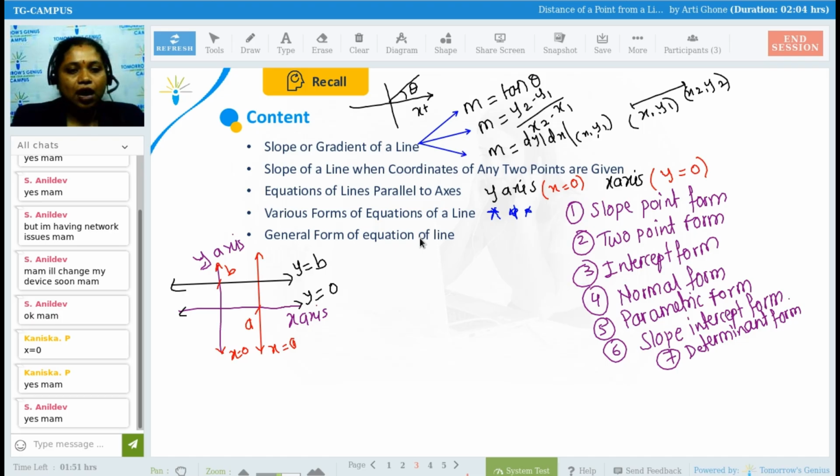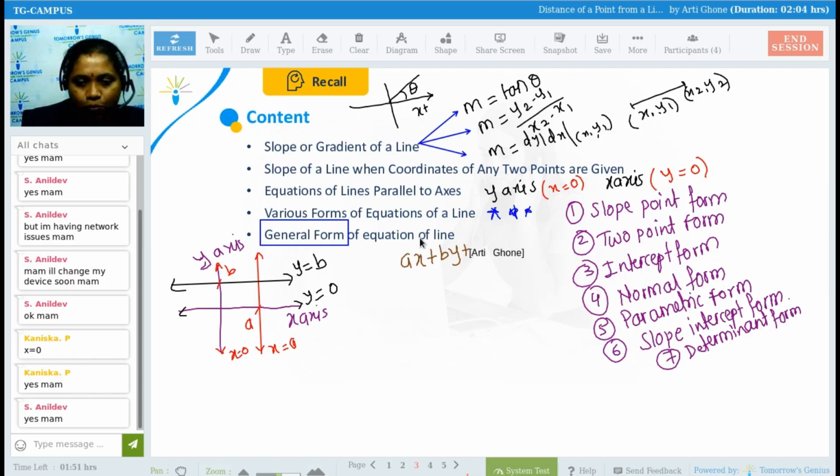After all the solving, what the straight line looks like is known as the general form. Got it? Formation of equations by these 7 methods is a different thing, but the output of all the solving is the general form. And what is the general form? Ax plus by plus c is equal to 0.